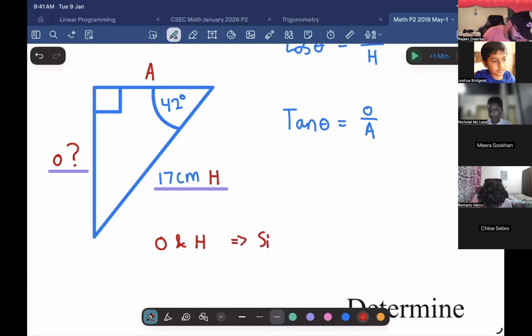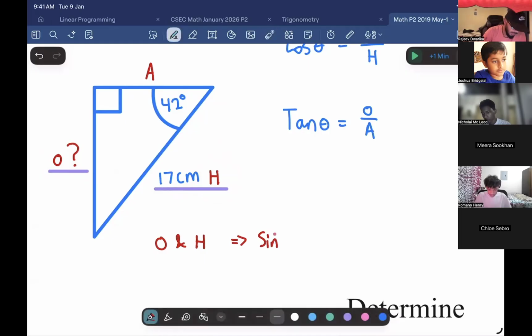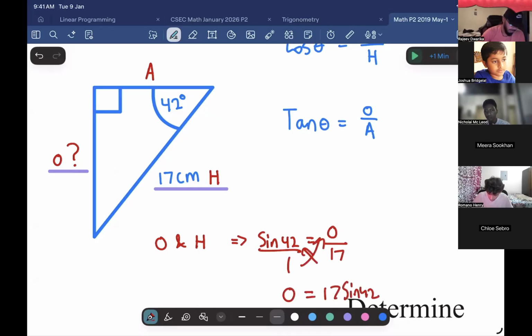So, Chloe, you see the strategy I employed here? You apply the same strategy for any right angle triangle and you will get through. You're always going to underline what you're trying to find and what you have, and that will tell you which trig ratio to use. So in this case, I will use sine, and I'll say sine 42 is equal to my opposite, O, over my hypotenuse, 17. If I cross multiply, 1 times O is O, so O would be 17 sine 42. Let me know if you understand the process.